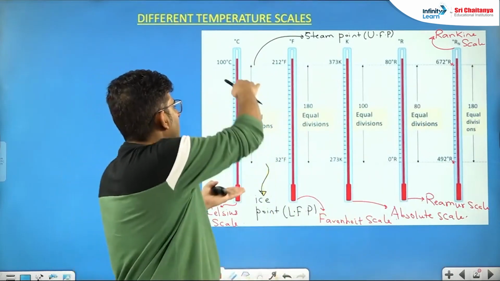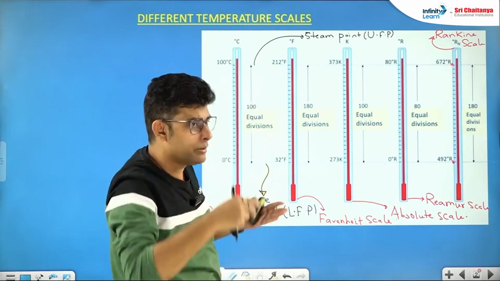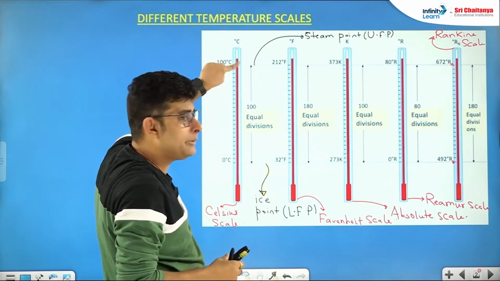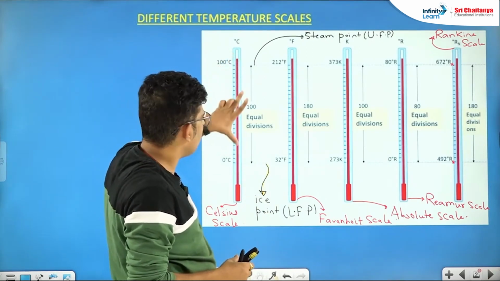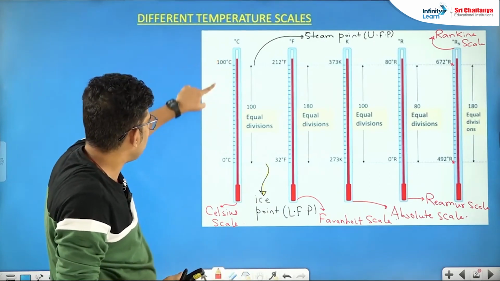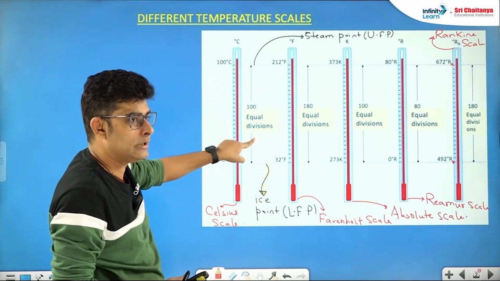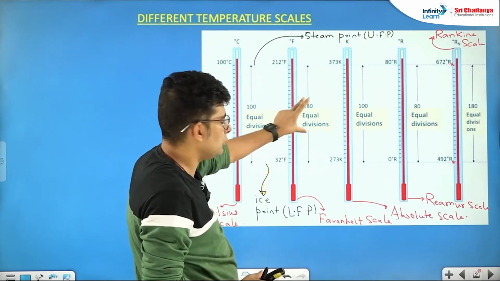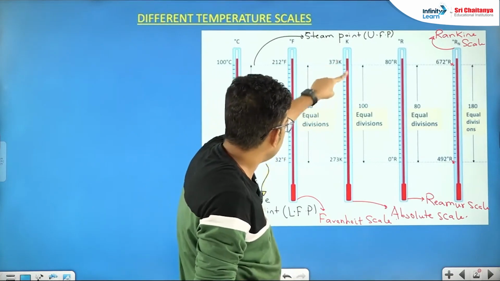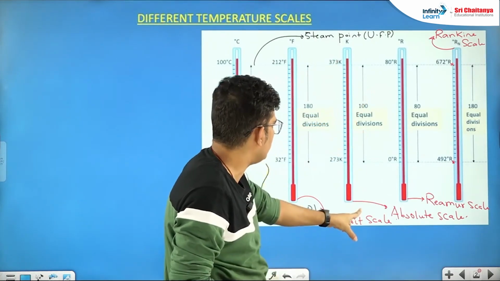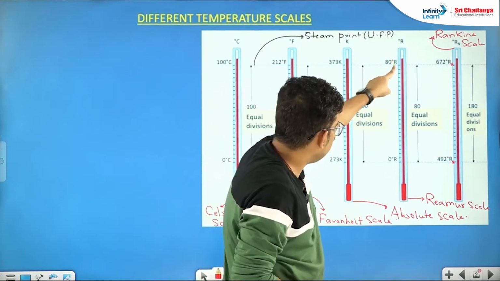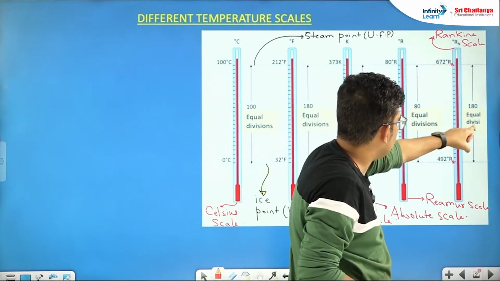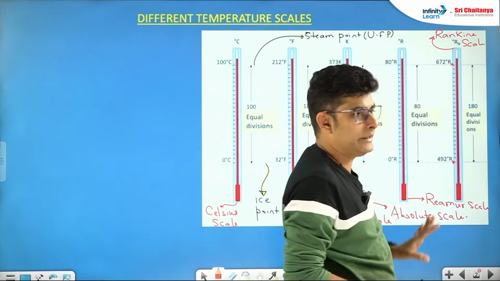Now what happens here? As I said, the entire length is divided into equal number of divisions, and I told you how many equal number of divisions: as much the difference between UFP minus LFP. Now see, UFP minus LFP is how much? 100 minus 0, so 100 equal divisions. In Fahrenheit, 212 minus 32, 180 equal divisions. Here 373 minus 273, 100 equal divisions in absolute scale. In Reaumur scale, 80 degree R and 0 degree R, 80 equal divisions. In Rankine, you have again 180 equal divisions between 672 and 492.